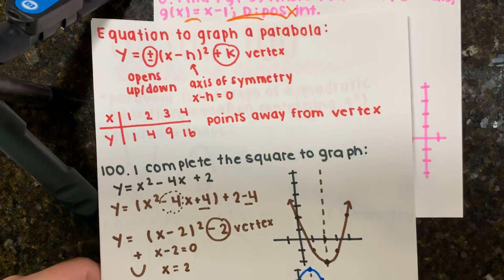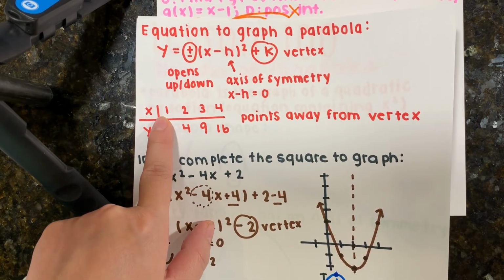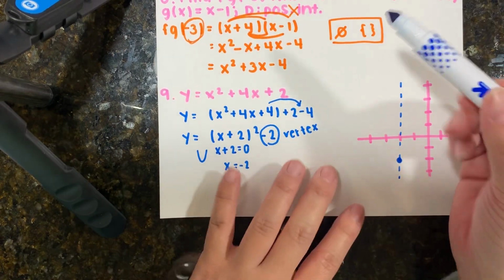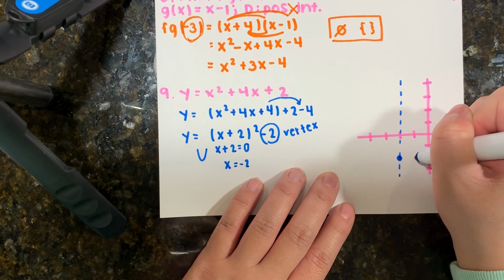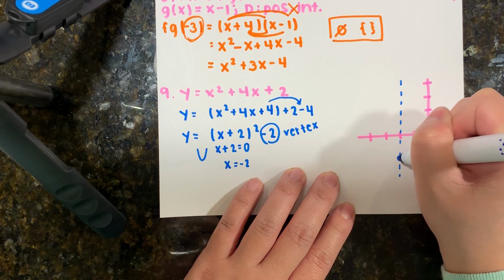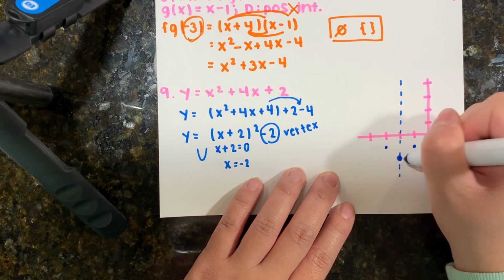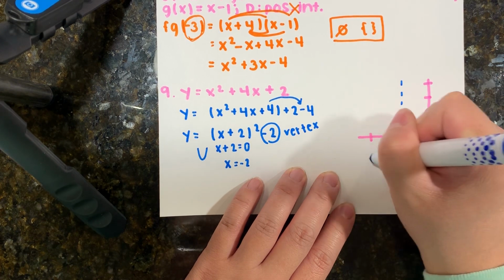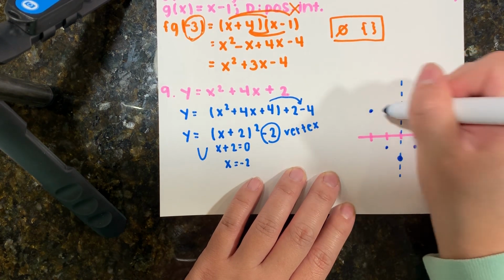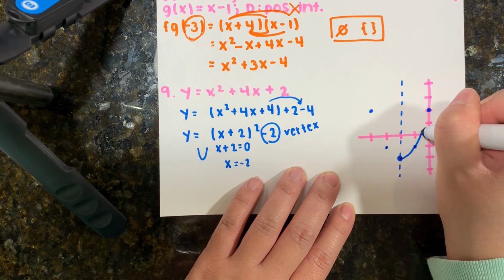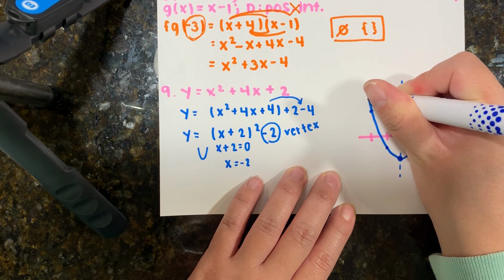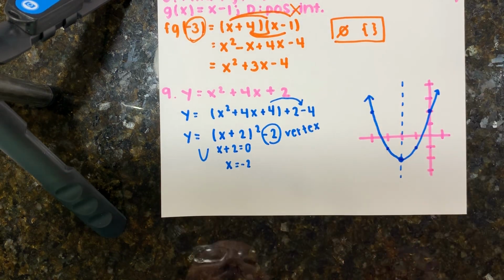Then I'm going to use this chart right here, which tells me I'm going to go over 1, up 1, and then over 2, up 4 from the vertex. So from my vertex, I'm going to go over 1, up 1 in either direction, over 1, up 1, and then over 2, up 1, 2, 3, 4. Same thing, over 2, up 1, 2, 3, 4. And then I'm going to connect my dots to make my parabola. And that would be number 9.